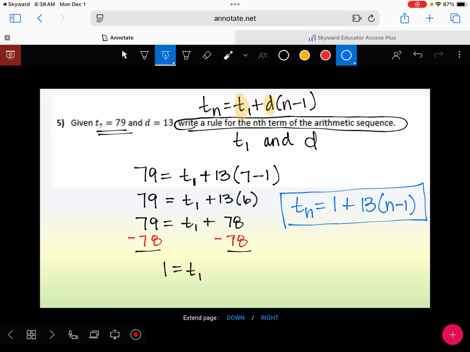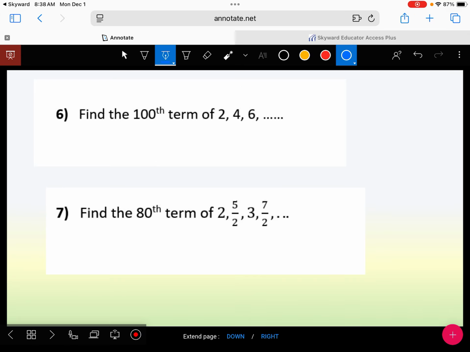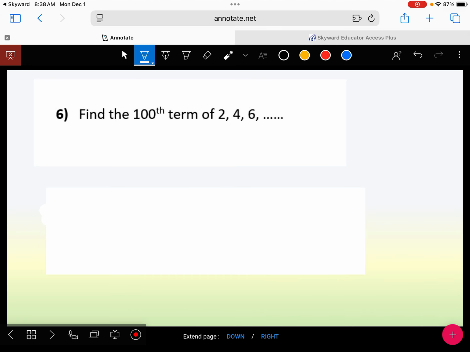All right, let's look at number 6. Number 6 says, find the 100th number. So they gave us the list, and they want us to find the 100th number. So we know our T1. What's the first number in the list that they gave us? 2. Don't say it out loud, but see if you can figure out what the common difference is.